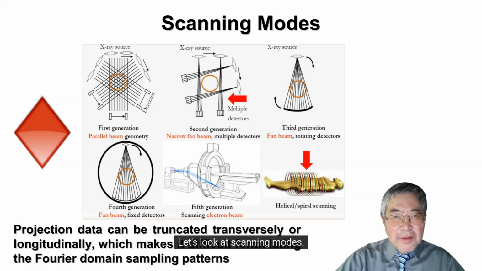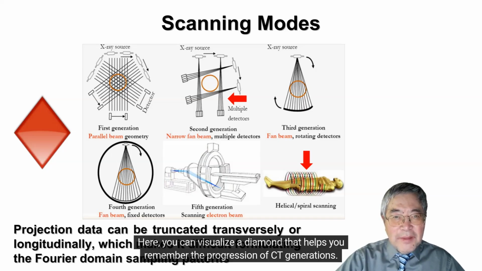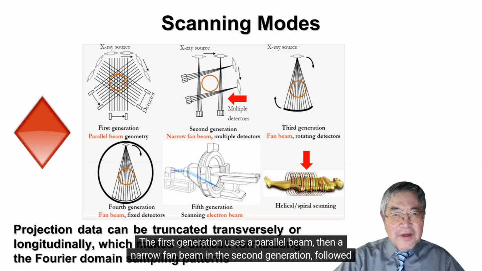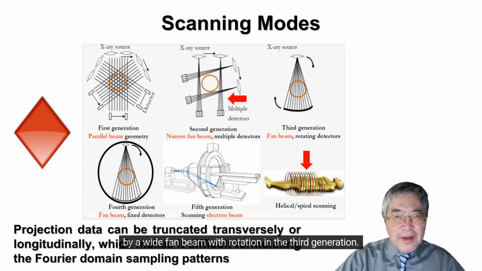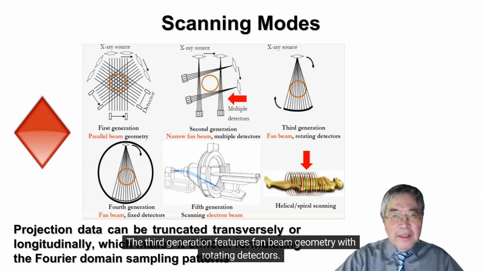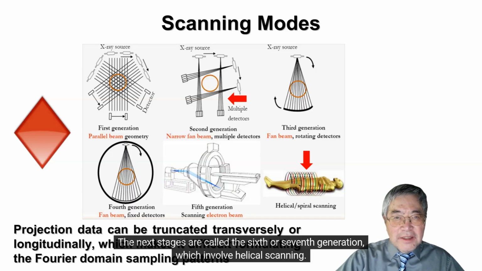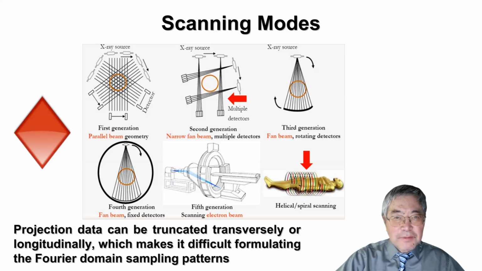Let's look at scanning modes. Here you can visualize a diamond that helps you remember the progression of CT generations. The first generation uses a parallel beam, then a narrow fan beam in the second generation, followed by a wide fan beam with rotation in the third generation. The third generation features fan beam geometry with rotating detectors. Beyond that, we have the fourth and fifth generations. The next stages are called the sixth or seventh generation, which involve helical scanning.